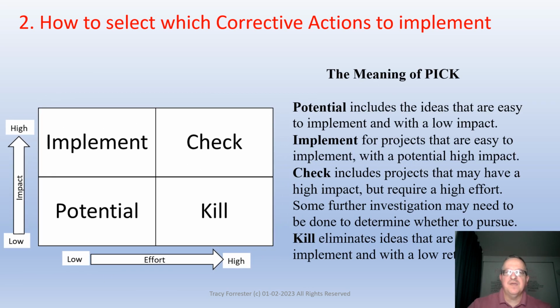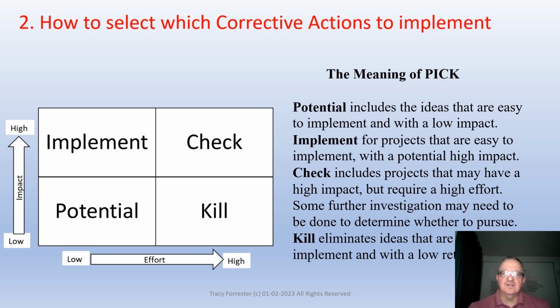The meaning of PICK: Potential, Implement, Check, and Kill. The Potential category includes ideas that are easy to implement and have a low impact. This is a pretty good category of the four to look at. Implement are projects that are easy to implement and have a high impact. So that's the top. Those are ideal.